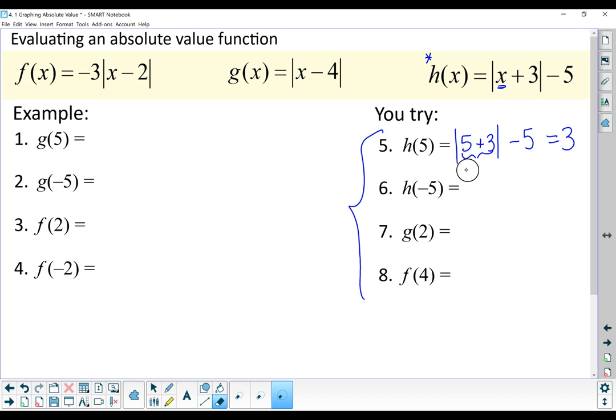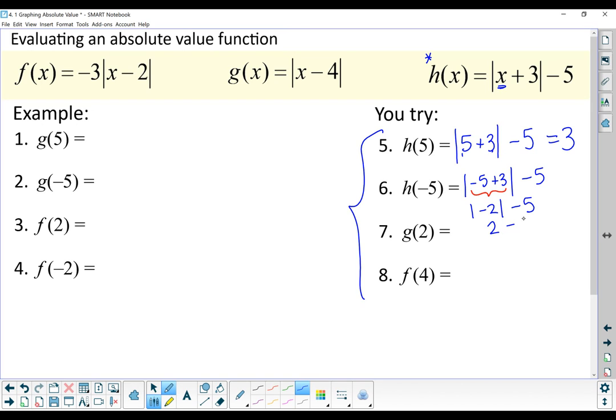And we're going to now do this next one down. H of negative 5. So if I sub in negative 5 here for x, before I take the absolute value, I have to add these two together. So negative 5 plus 3 is negative 2. Subtract 5. Now the absolute value of negative 2 is positive 2. So this is a 2 minus 5. So our answer here is actually negative 3.